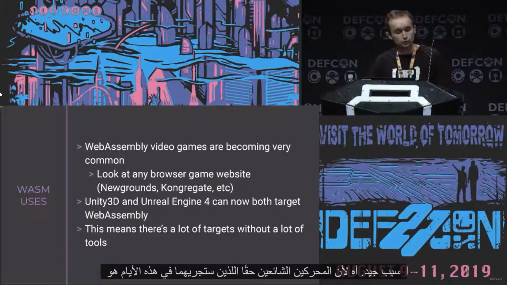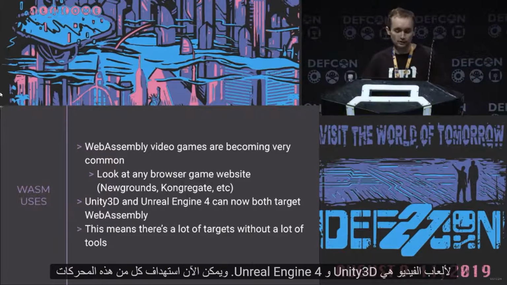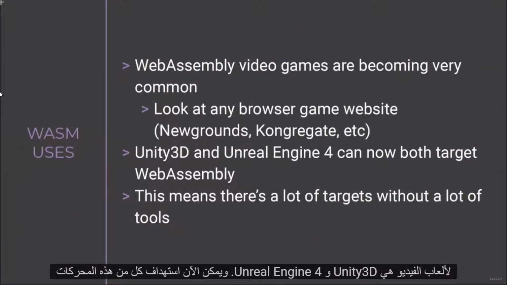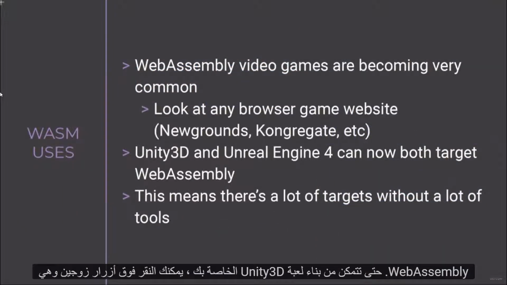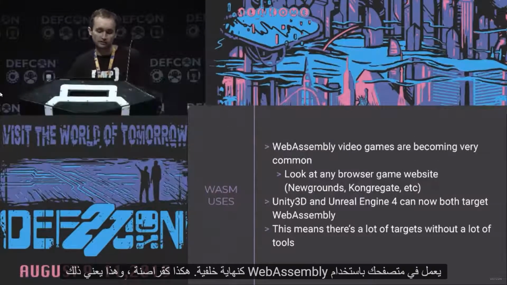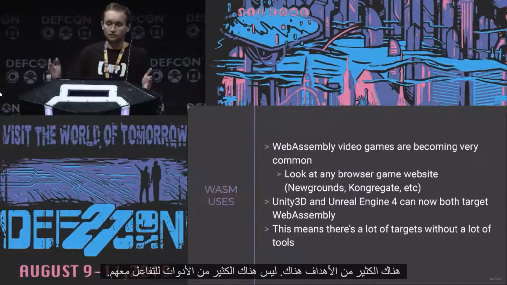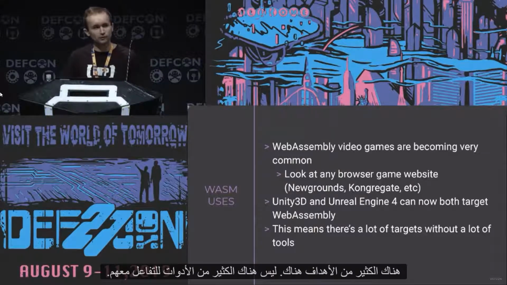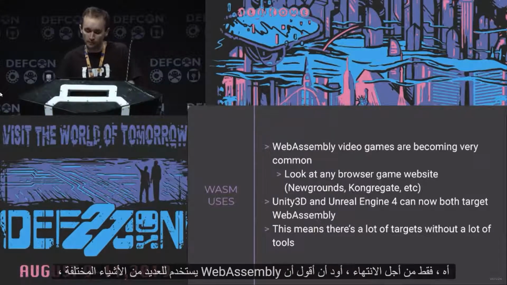Because the two really common engines that you'll run into these days for video games are Unity 3D and Unreal Engine 4. And both of these engines can now target WebAssembly. So you can build your Unity 3D game, click a couple buttons, and it's running in your browser using WebAssembly as the back end. As a hacker, this means that there's a ton of targets out there. There's not really a lot of tools to interface with them.